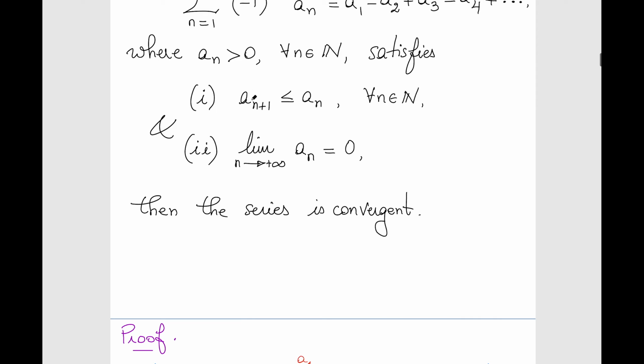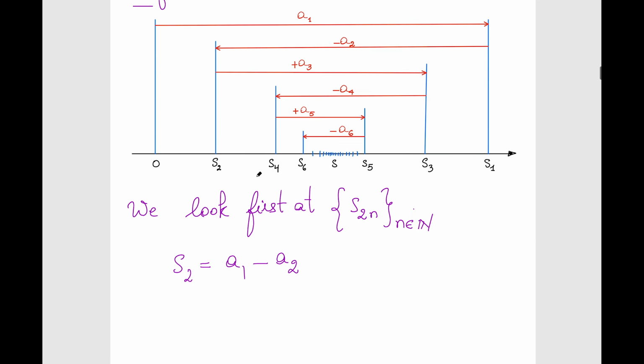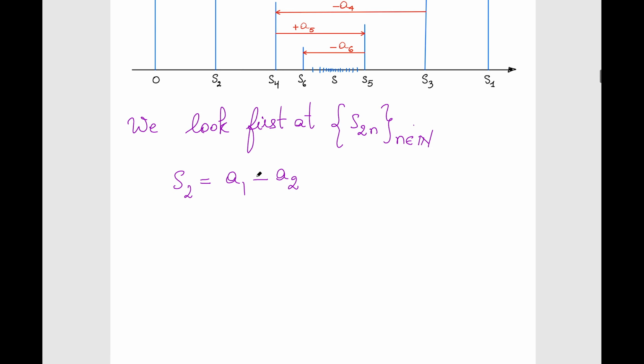And what do we know about the AIs? The AIs are non-increasing. So this is going to be certainly a non-negative number, since A2 is less than or equal to A1, right? Okay. What can you say about S2?